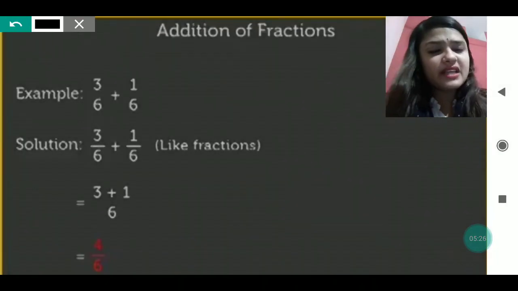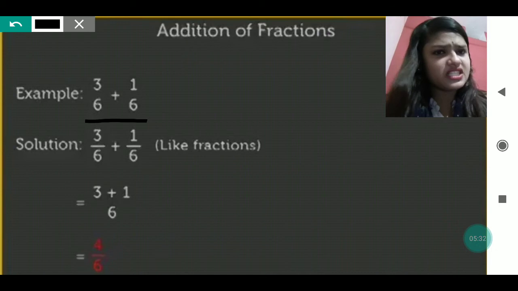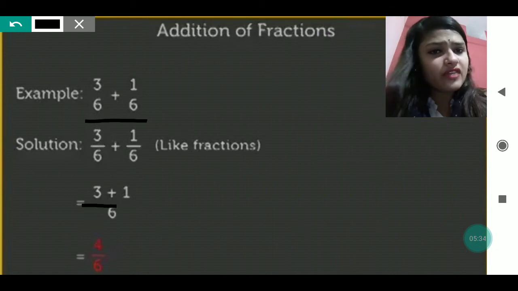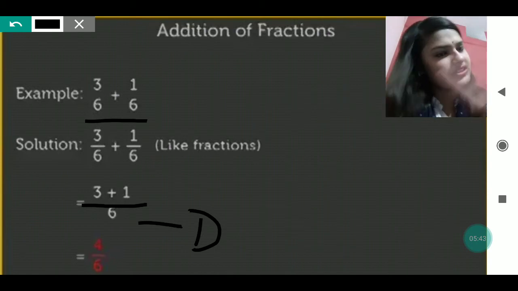You can see 3 by 6 plus 1 by 6. So what is common in them? 6 is the common, isn't it? So what will you write? You will write 6 just below, in the denominator column, and 3 plus 1 you will write on top, because 3 and 1 are different. It is not common now, only 6 is common.